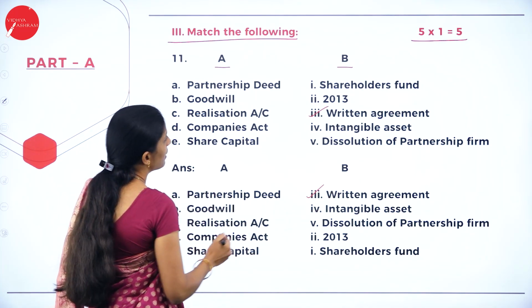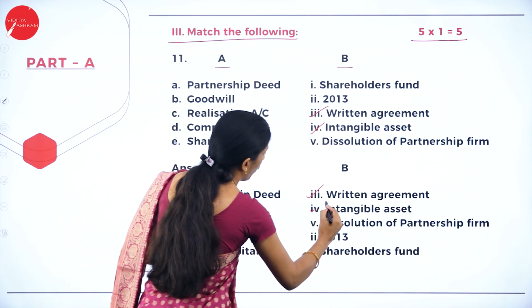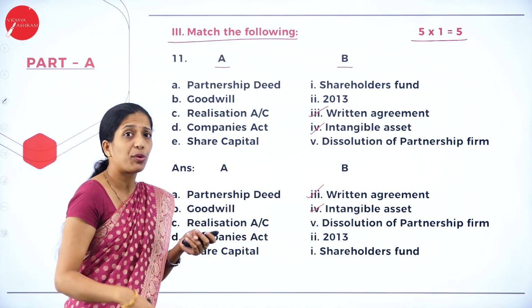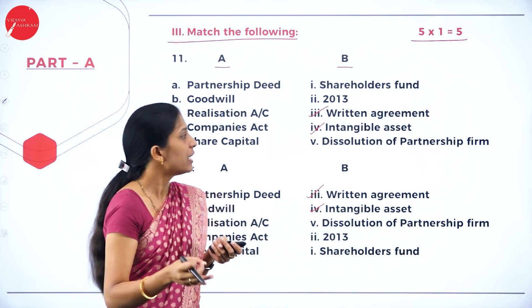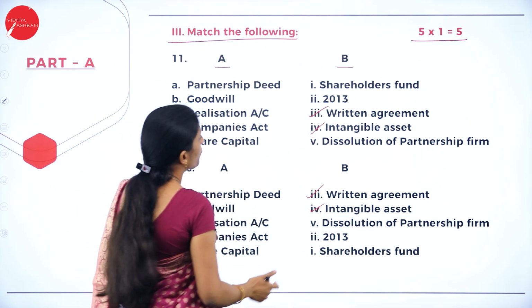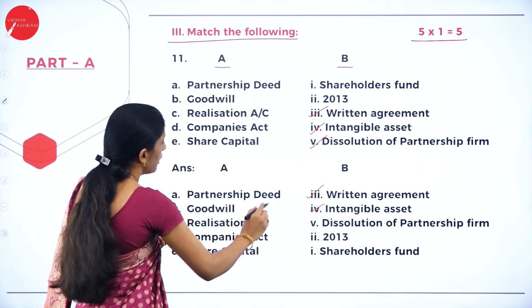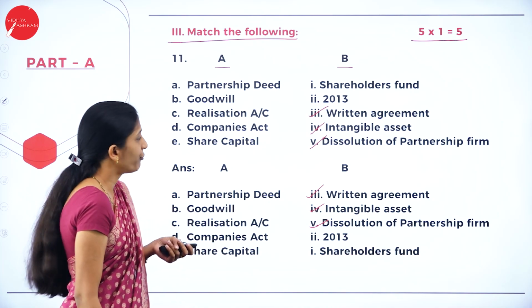Goodwill. So goodwill is what? It is an intangible asset. So you have to write 4, intangible asset. Next, realization account. Where do we come across realization account? Under dissolution of partnership firm. Right? So let us see what are the options. Yes, we have dissolution of partnership firm. So C, write 5, dissolution of partnership firm.